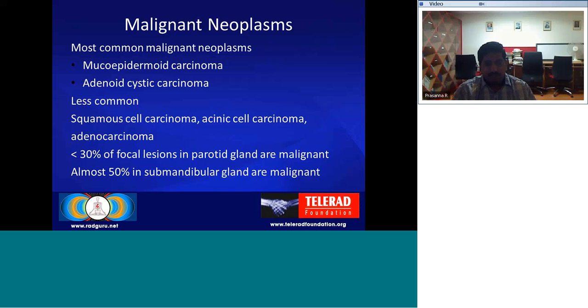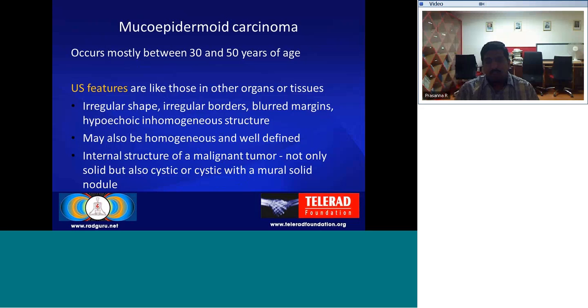Less than 30% of focal lesions in the parotid gland are malignant. So the majority, at least 60 to 90% of the lesions that we see in the parotid gland, are benign, and of the remaining 10 to 12% of lesions seen in the submandibular gland, half of them are malignant. So the lesions in the submandibular gland are more prone to be malignant. So better to have a higher suspicion of malignancy in submandibular glands as compared to the parotid gland.